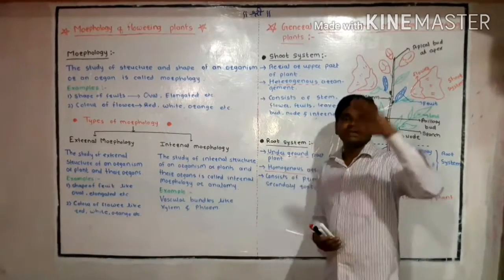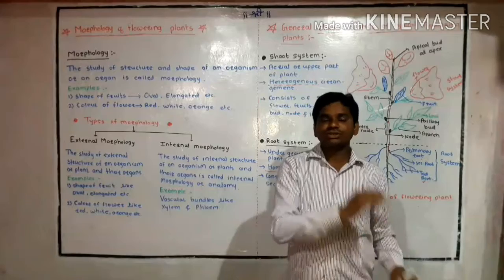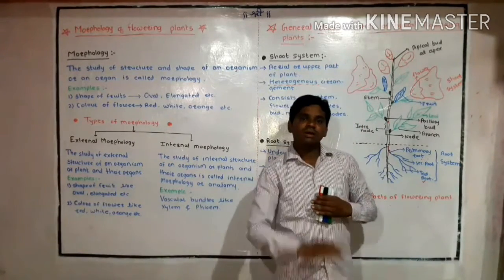Now understand, the typical flowering plant consists of a shoot system and a root system. The shoot system is the upper part, the root system is the underground part.